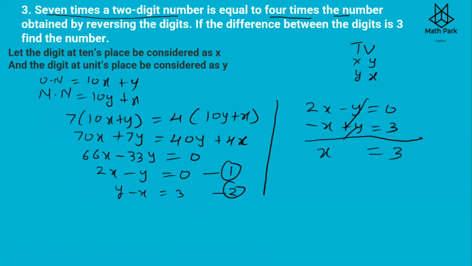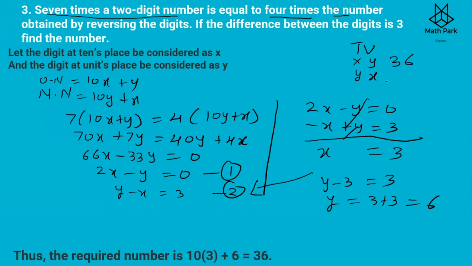Substitute x is equal to 3 in equation number 2. So in equation 2, if I put the value of x as 3, I get y minus 3 is equal to 3. So we get y is equal to 3 plus 3, which is equal to 6. So this is how we get the number as 36.